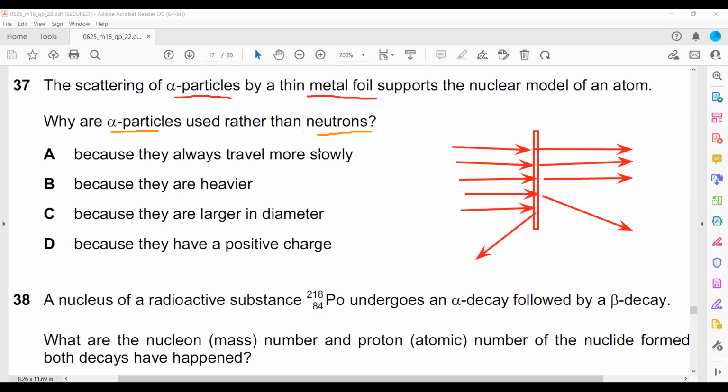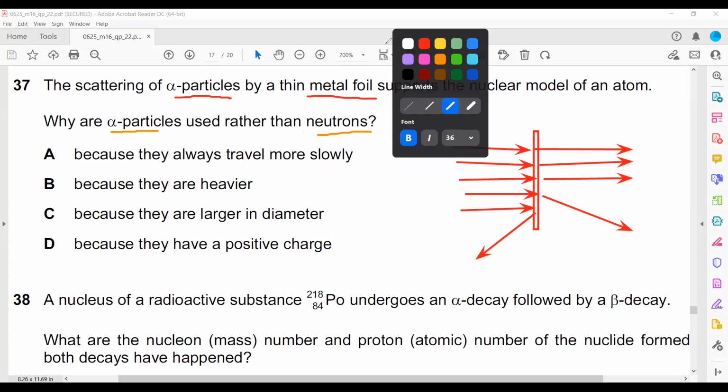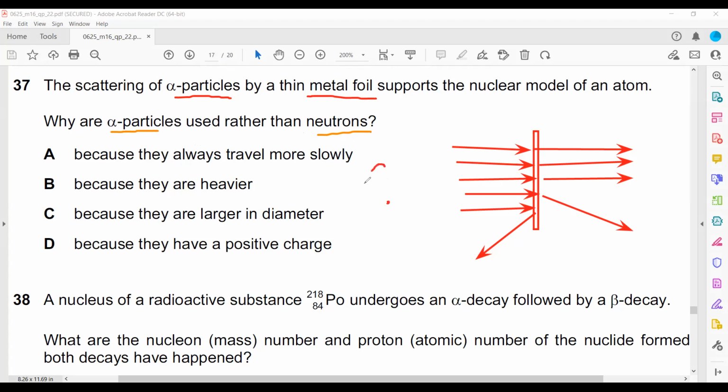Because they always travel more slowly? That is not the reason. Alpha particles are used because neutrons are neutral particles. If we use neutrons, we cannot identify the charge on the nucleus. For example, this is an atom and there is a nucleus, and we use a neutron. Neutrons are neutral particles, so even all the neutrons will be able to pass through, because they are not affected by the nucleus. So the reason we use alpha particles rather than neutrons is not because they travel slowly, that's wrong. Not about heavy, not about the large diameter.